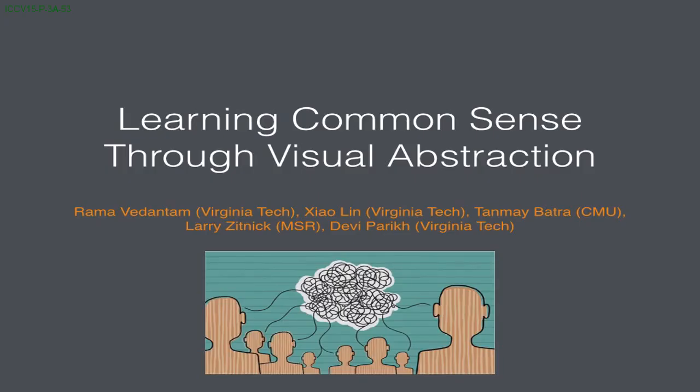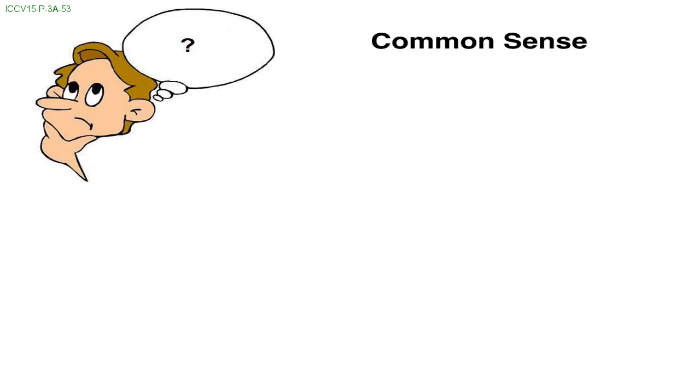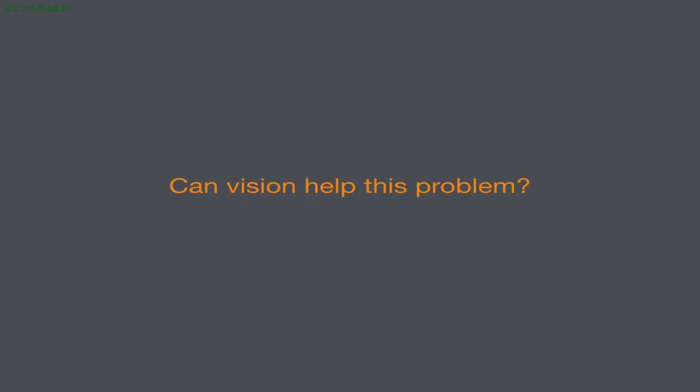Learning common sense through visual abstraction. We study the problem of assessing how plausible common sense assertions are. We represent assertions as tuples of the form squirrel looks at nuts. Can vision help this problem?